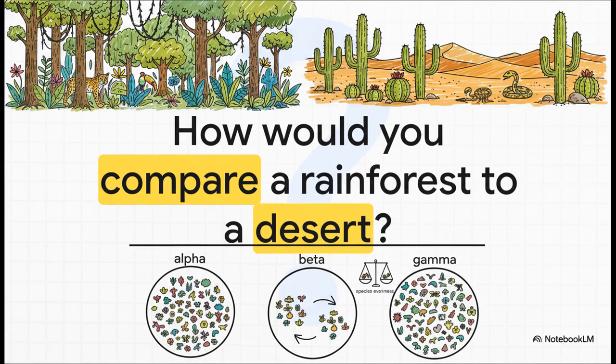So I'm going to leave you with this challenge. The next time you think about a rainforest versus a desert, don't just say, well, one has more life. No way. Think like an ecologist. How would you compare their alpha diversity? What about their beta diversity if they were next to each other? What about their species evenness? You have the framework now. The world is out there waiting for your analysis.